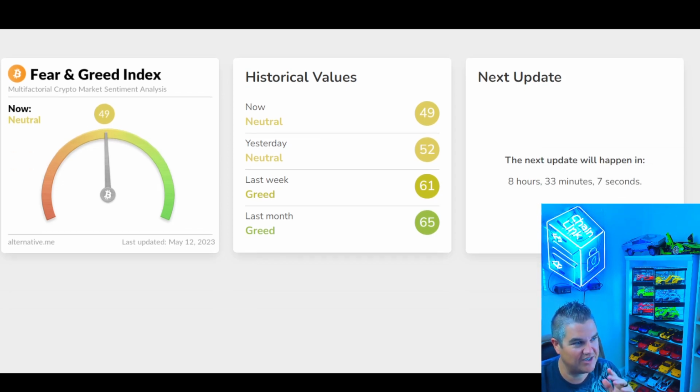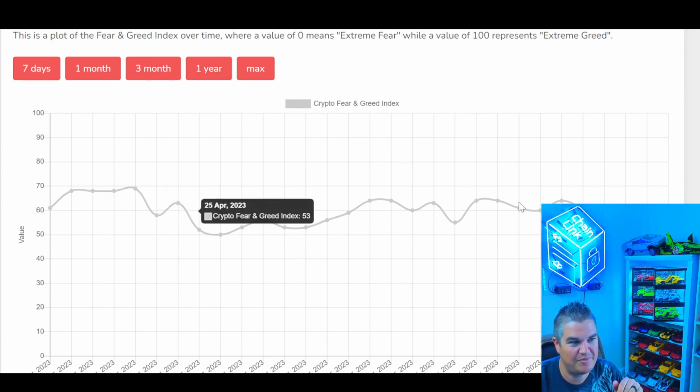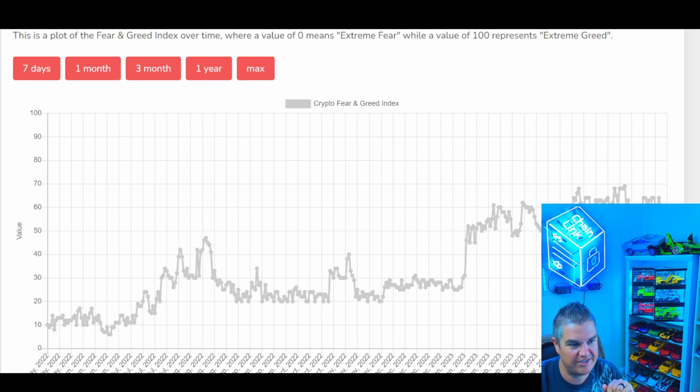Fear and greed index, 49 again. We'll start trying to cover this a little bit more. We used to cover this a lot, but it's pretty much been flat, so not much help. Let's go back. Let's zoom out to the year. Look at the year scale.